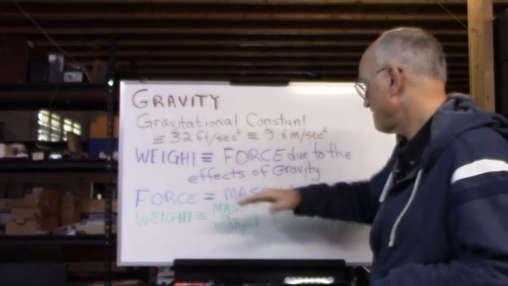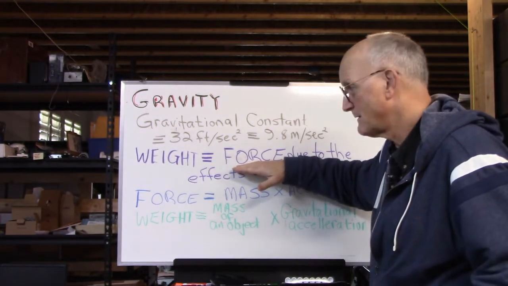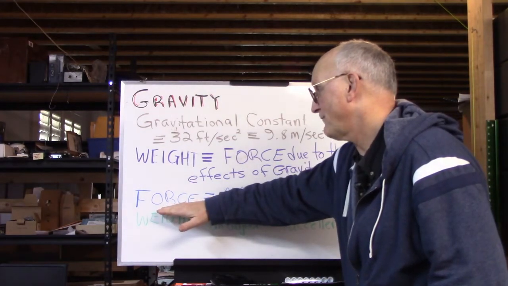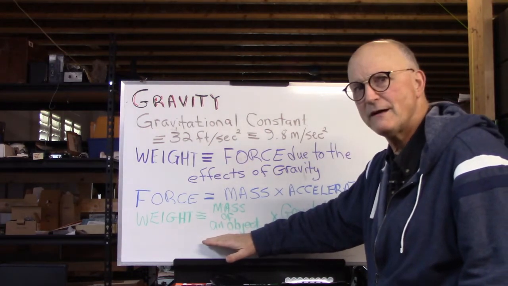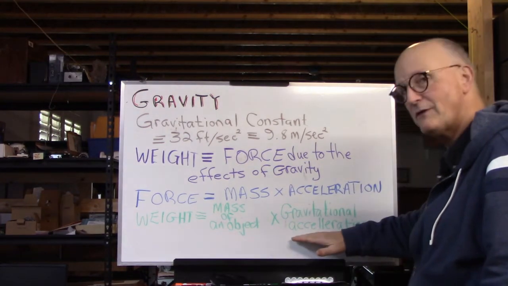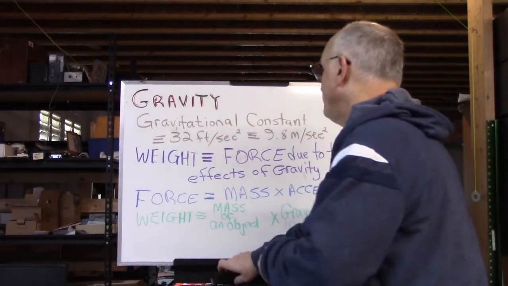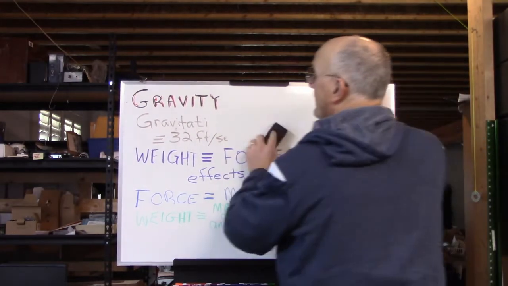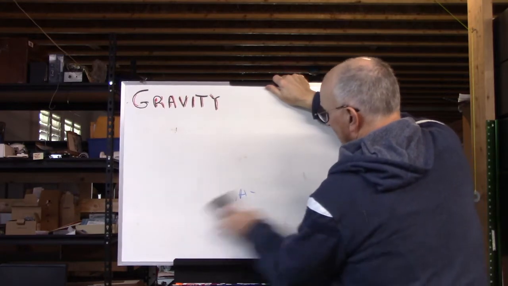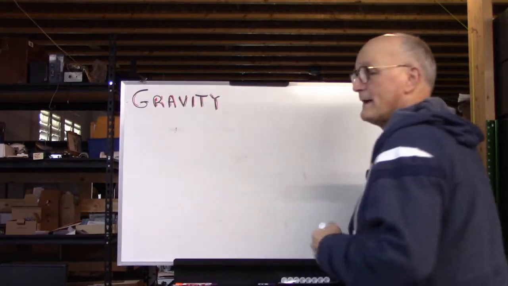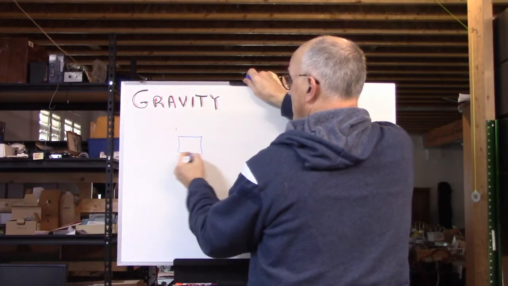So the weight of an object, because weight is force, is the mass of that object times the gravitational acceleration. So if we were to do a quick problem here, let me reset the board. Let's say we had a block of steel. Here's our block of steel.